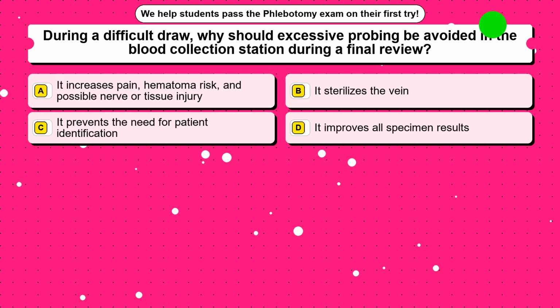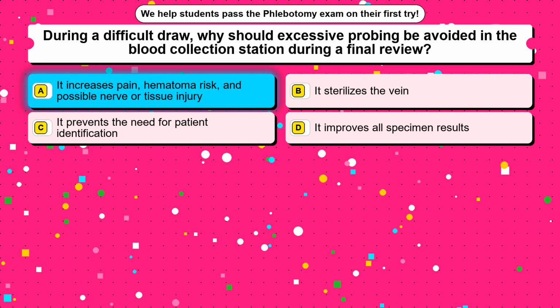Question 33. During a difficult draw, why should excessive probing be avoided in the blood collection station during a final review? Option A. It increases pain, hematoma risk, and possible nerve or tissue injury. Option B. It sterilizes the vein. Option C. It prevents the need for patient identification. Option D. It improves all specimen results.